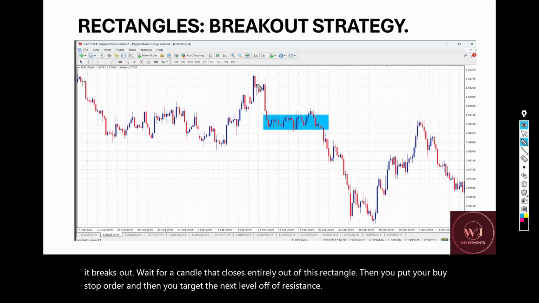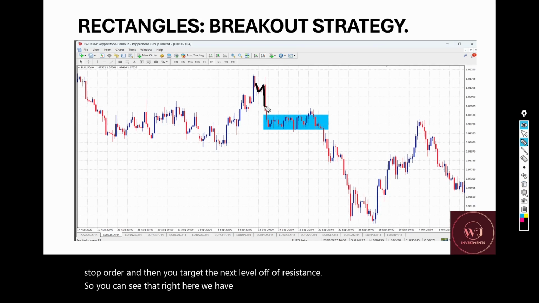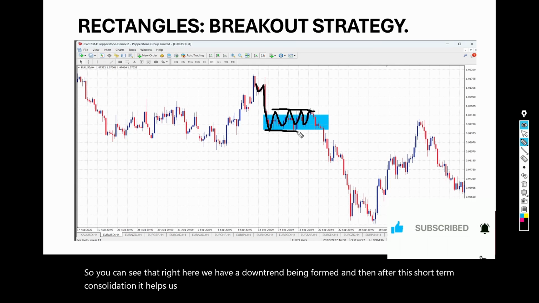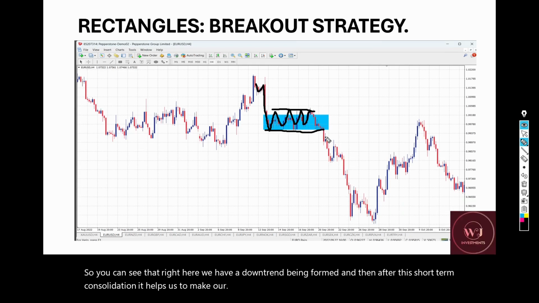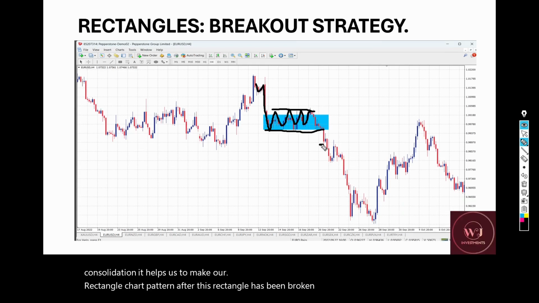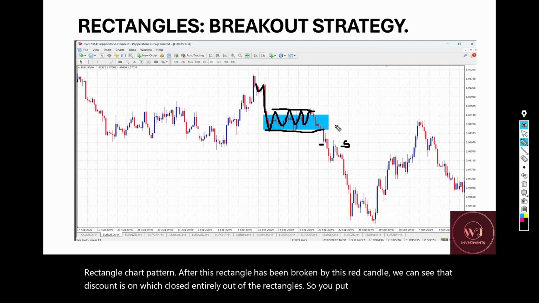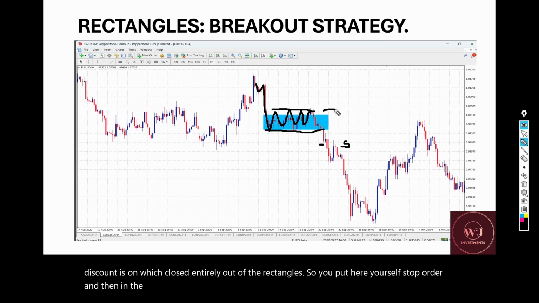So you can see that right here we have a downtrend being formed. And then after this short-term consolidation, it helps us to make our rectangle chart pattern. After this rectangle has been broken by this red candle, we can see that this candle closed entirely out of the rectangle. So you put here your sell stop order, and then the stop loss is above, at 1.5 of the ATR indicator, and then you can catch the wave down. Okay, so that is how we trade the breakout strategy.